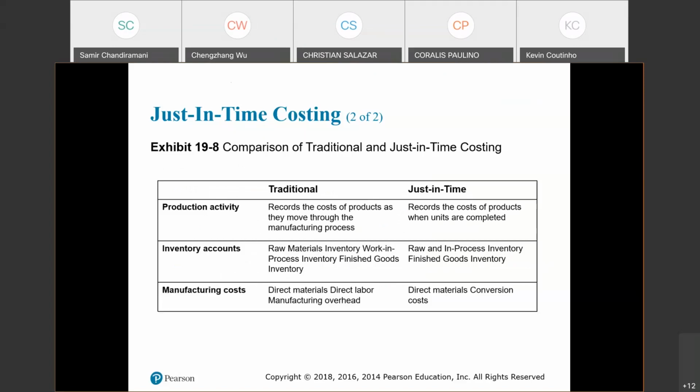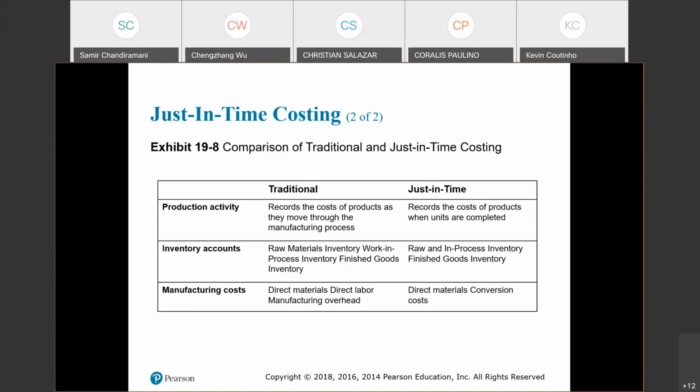So this slide is a summary of the differences between traditional and JIT accounting. Basically, the major difference is that traditional accounting records the cost of production as it moves through the manufacturing process, while JIT accounting records the cost of products backwards. It starts with the completed units.